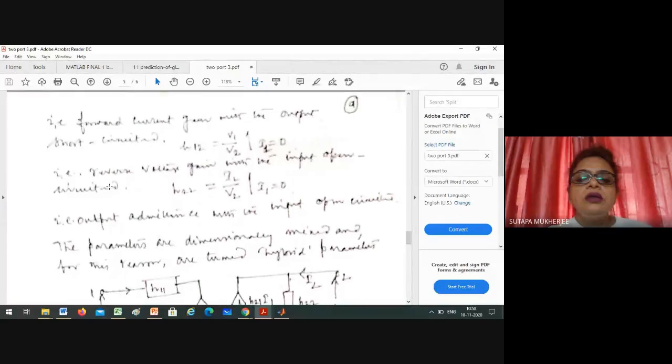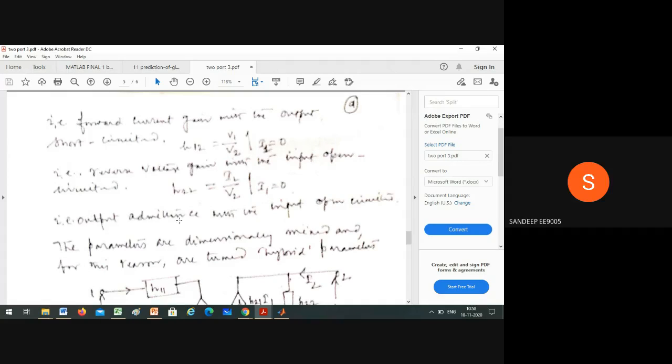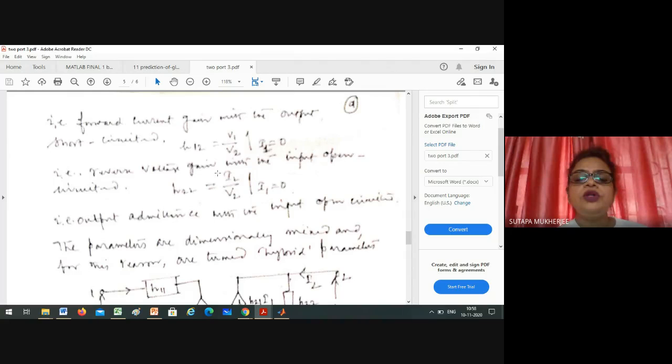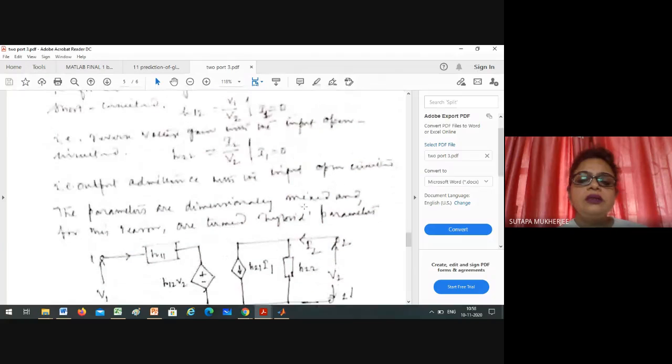Now H22 is called what? Output admittance. Why admittance? Because it is I by V, right? Because this is port 2 with the input open circuited. I1 equals 0 means input open circuit.